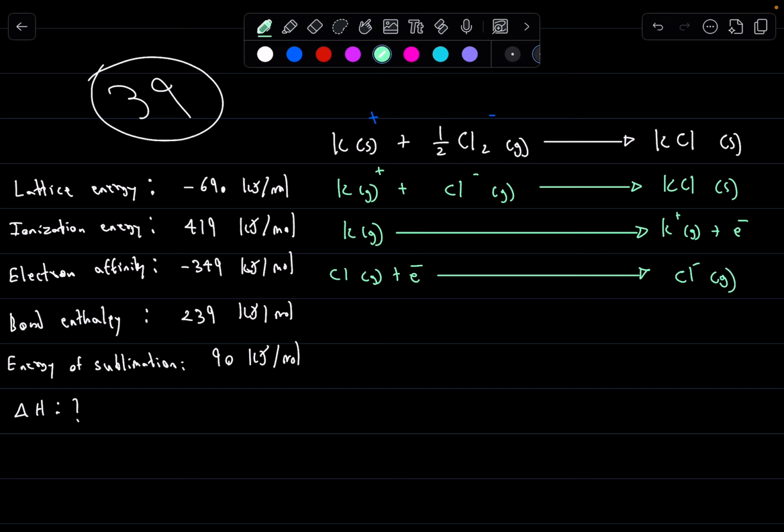Now, what about your bond enthalpy? If you remember what bond enthalpy was, it described the energy needed to break a bond, right? So I wonder, does the question actually tell you what that bond enthalpy is for, or do you need to figure it out? Let me check something real quick. What was this? 39? Does it tell you? Yeah, bond enthalpy of Cl2. You don't need to figure that out, it'll tell you.